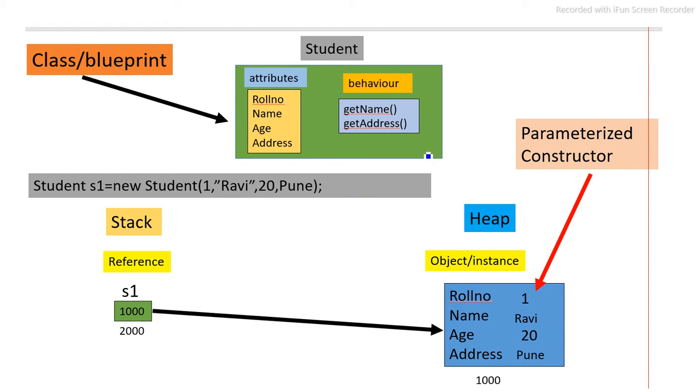Now we have the parameterized constructor. So this is the class blueprint. Now Student s1 = new Student(1, Ravi, 20, Pune). So the stack reference s1. Inside the heap we have the object instance, then roll number, name, age and address. So these are the attributes of the object Ravi, and this comes under the parameterized constructor.